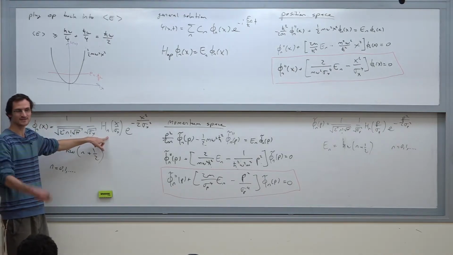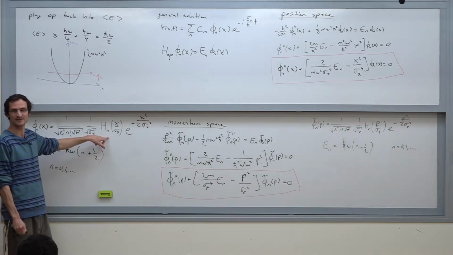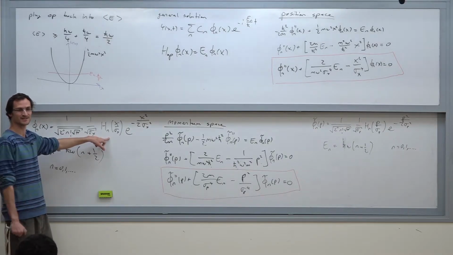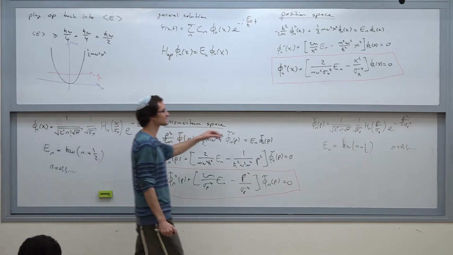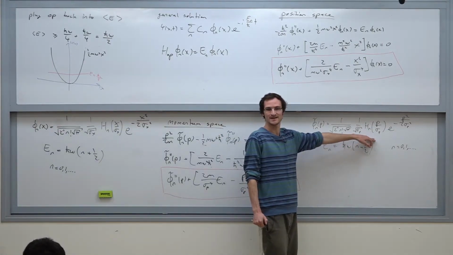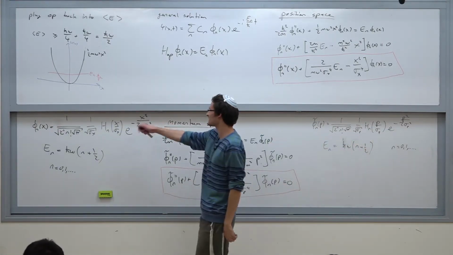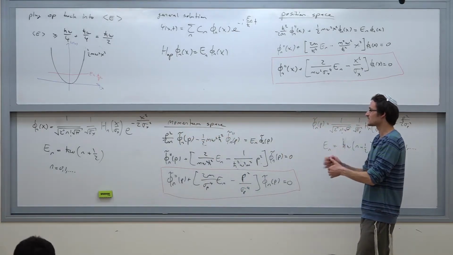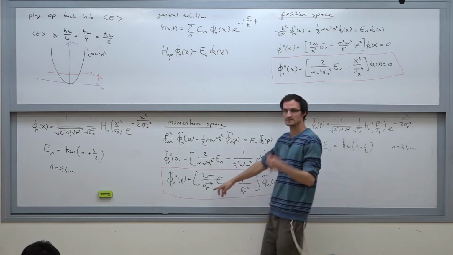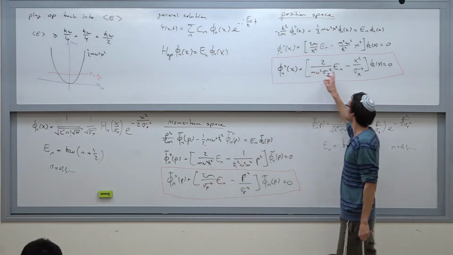So for n equals 1, it's easy. For n equals 2, it's easy. But what about n equals 5? What about n equals 50? You're going to do integration by parts for a very long time until you realize that you're actually just generating the same function. The only change is that x becomes p and sigma becomes sigma p. And we realize this by simply writing the equation in momentum space, and we saw it's the exact same equation.